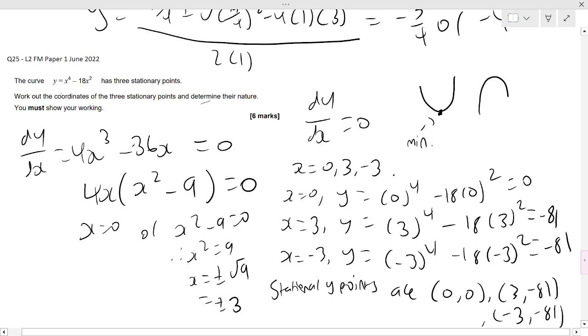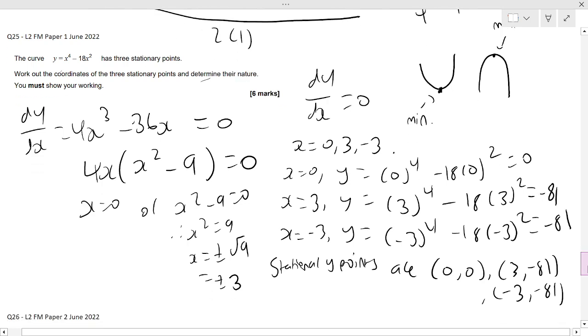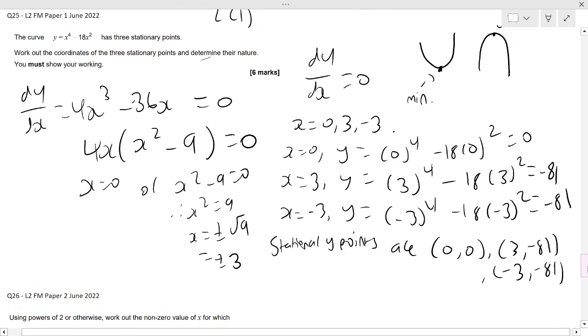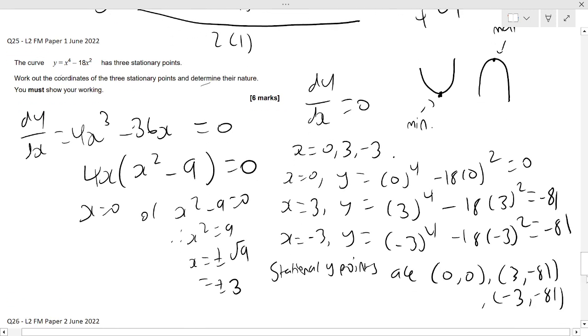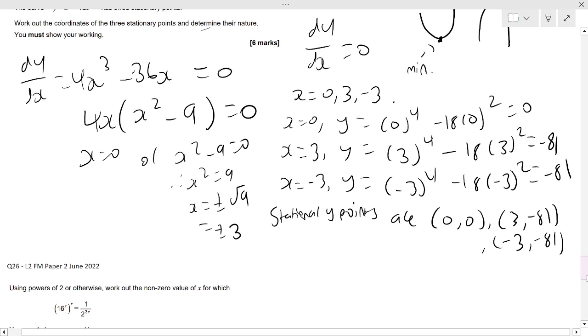It will either have a maximum, so it goes the opposite way around. It shoots up and back down, so it has a maximum point, the maximum value. I'm not going to talk about the other one. I'm not sure if it's on the spec. But either way, what that corresponds to, these minimum and maximum points, it corresponds to the second derivative. So we're going to need to differentiate again.